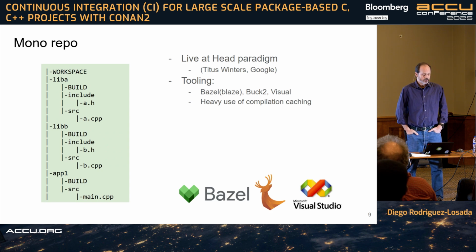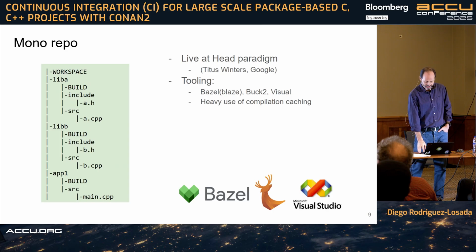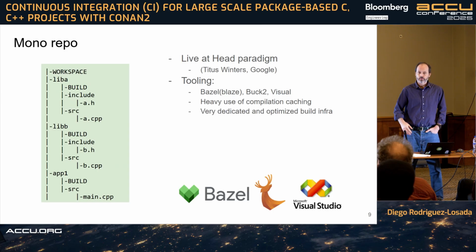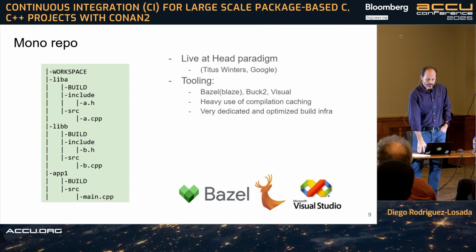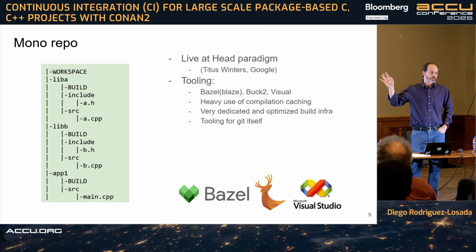These tools make very heavy use of compilation cache, like Ccache, Hcache, anything, because you are basically building everything all the time. So you either use compilation cache or your CI build is going to take forever. As a result, they typically also need very dedicated and optimized build infra. Sometimes the repos become so large that they might use special tooling for the Git checkout.